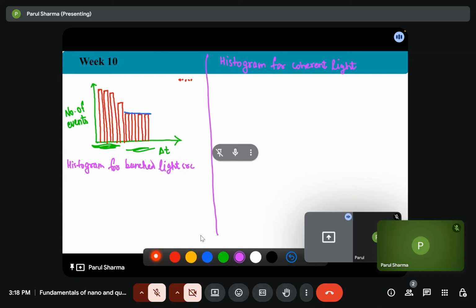So the difference is that in case of coherent light, there will be some fluctuations, but the positions are random. We saw that the average number of photons is the same, but the positions are random.